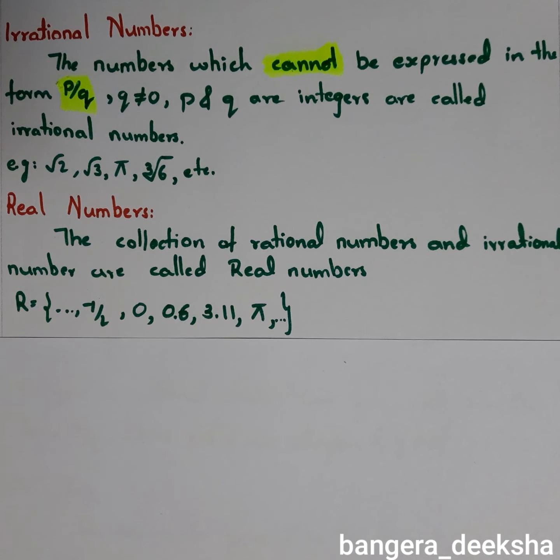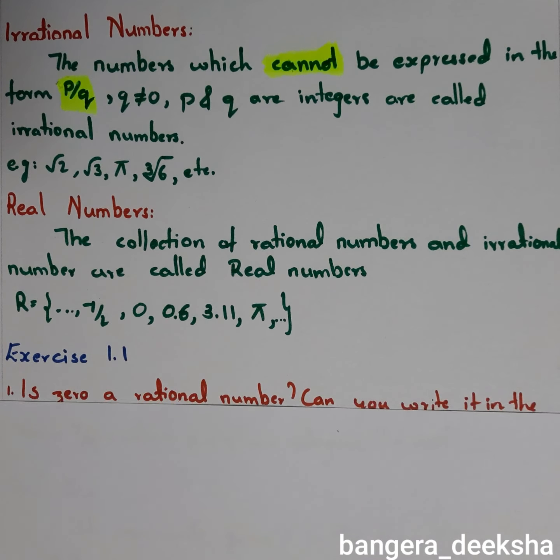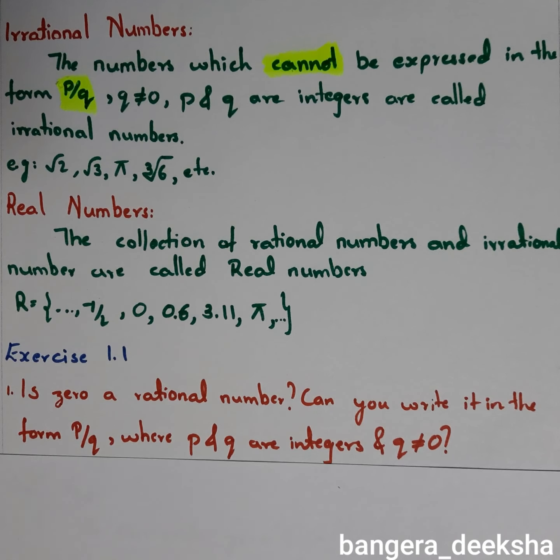Now, let us look at Exercise 1.1 from your textbook. The first question goes like, is 0 a rational number? Can we write it in the form p by q, where p and q are integers and q not equal to 0? So, they are asking us whether we can write 0 in the form p by q. First we need to know whether 0 is a rational number or not. We had the condition, so we should be able to write it in p by q form. If you see, 0 can be written in the form p by q.